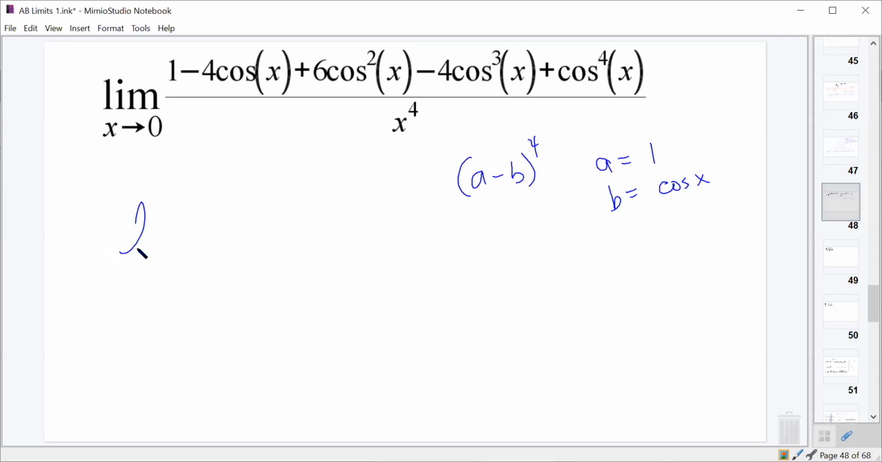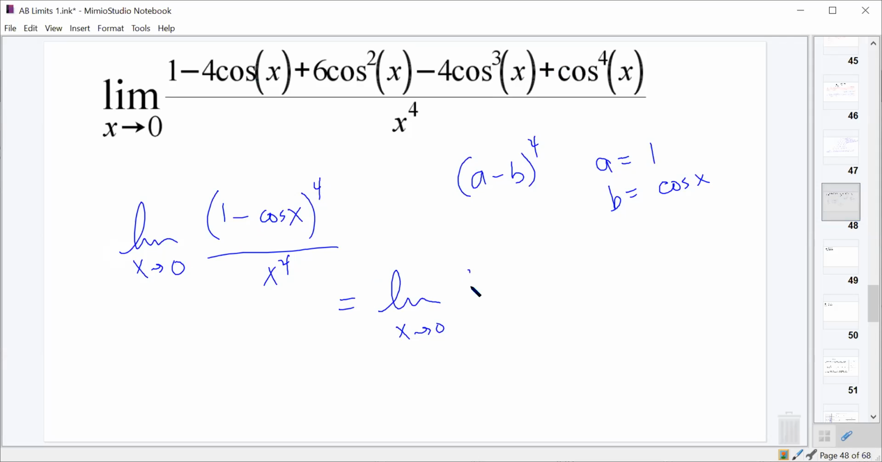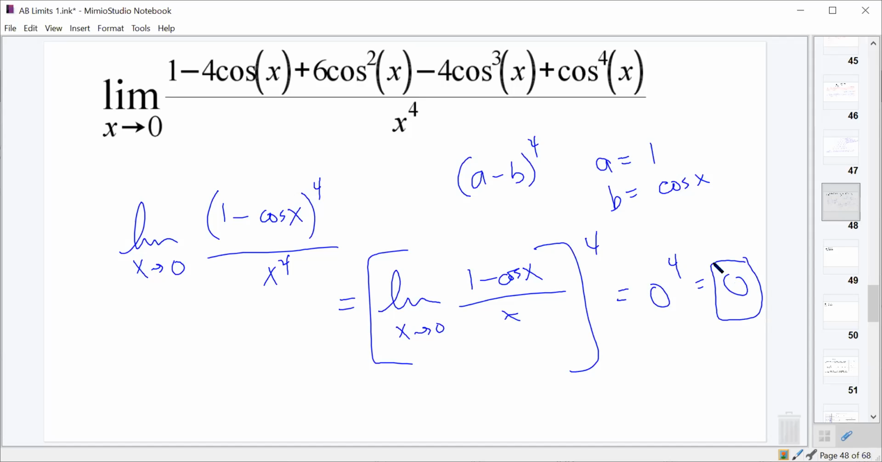Perfect. So this limit now becomes exceptionally easy. Just factor that numerator out. Take the power around everything. And it's just 0 to the fourth, or 0. Good or no?